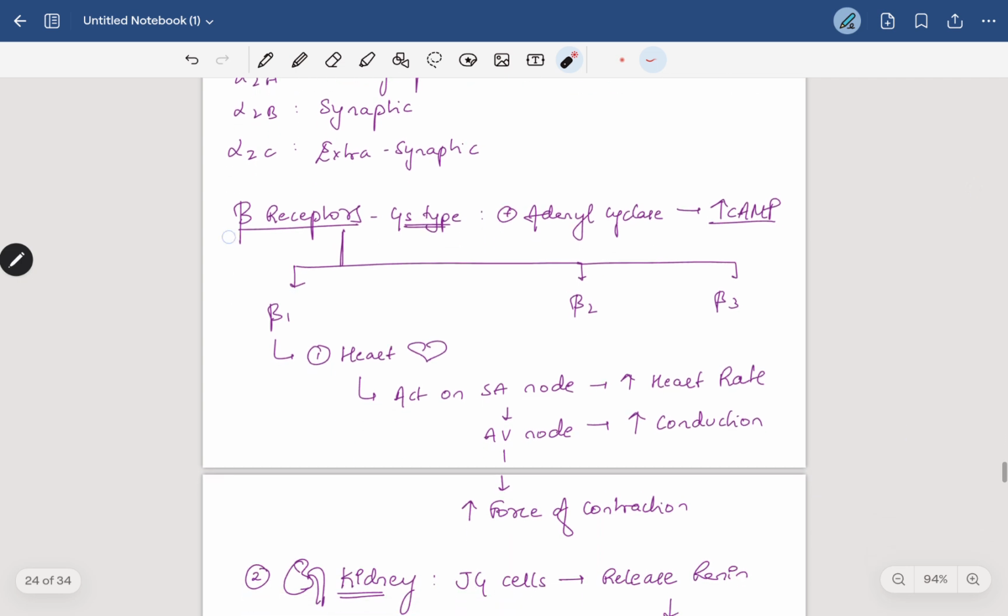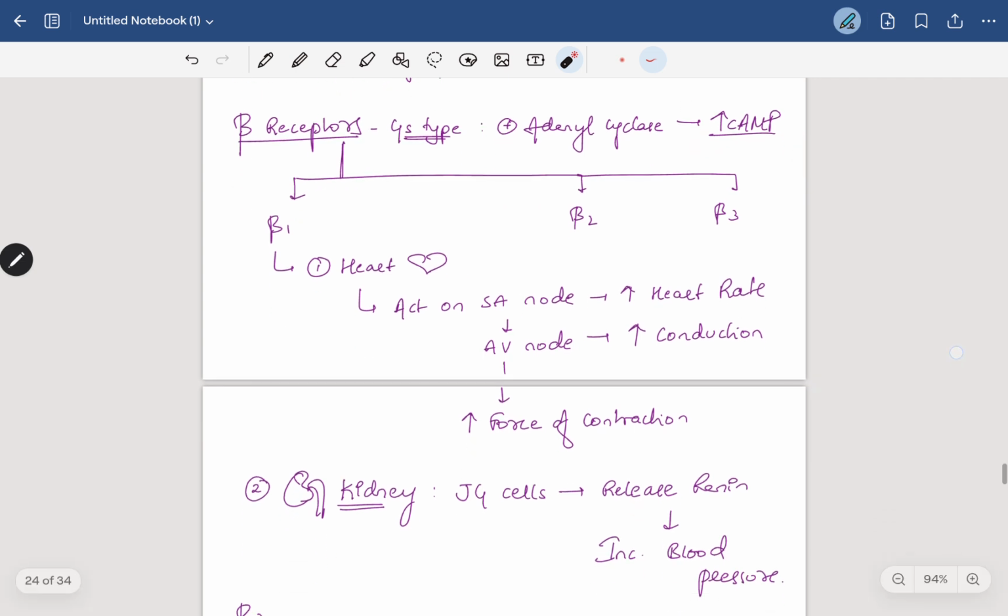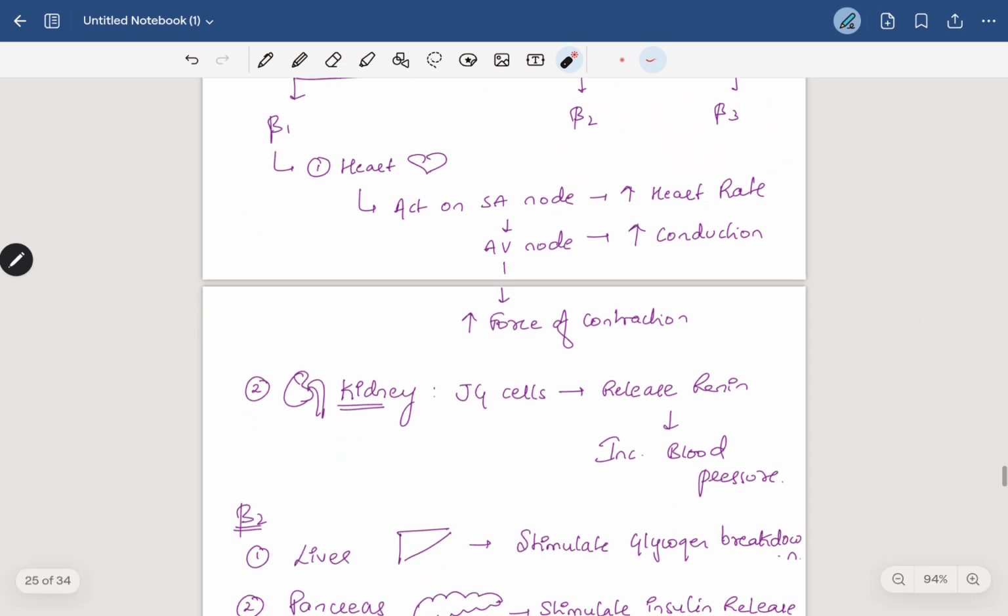Moving on, we have beta receptors. In beta receptors you have GS type. They are also GS type, that is they are excitatory. How do they act? They act by stimulating adenylyl cyclase, and there is an increase in cAMP. This is how the excitatory function occurs in beta receptors. You have three types. You have beta 1, you have beta 2 and you have beta 3. Now where are they present?